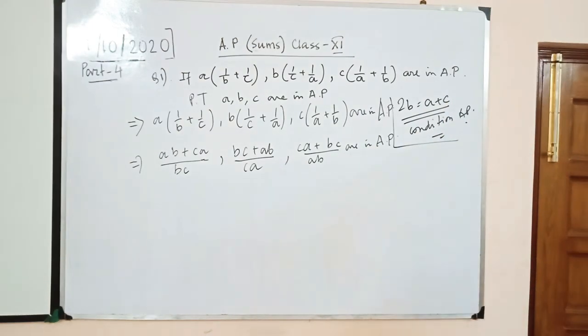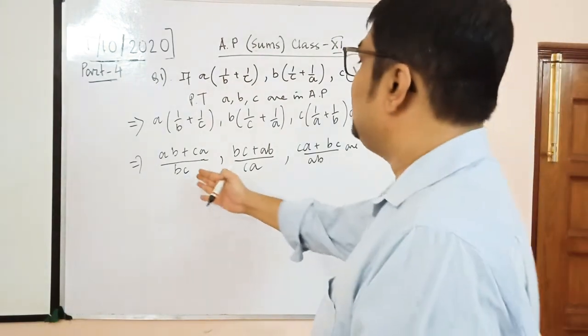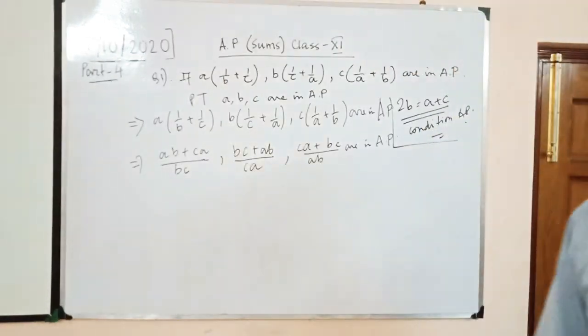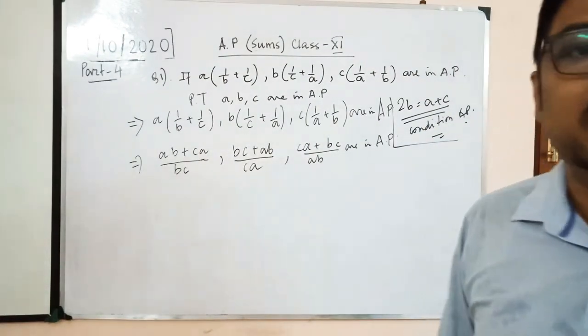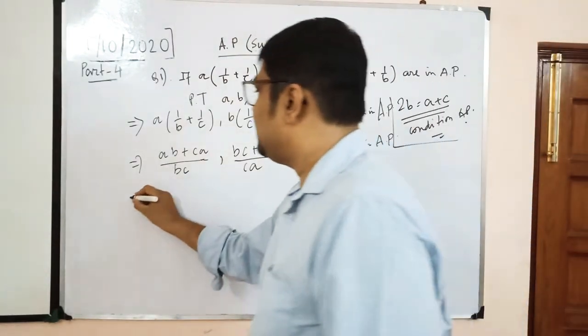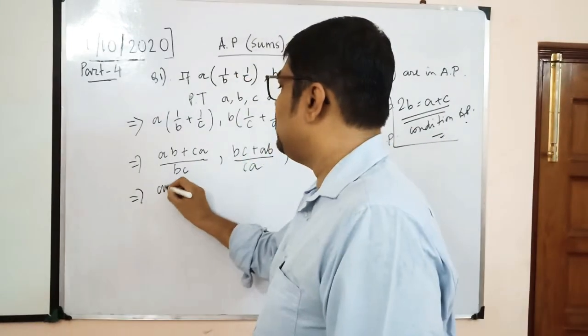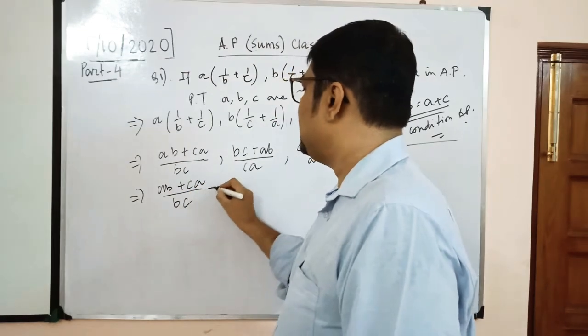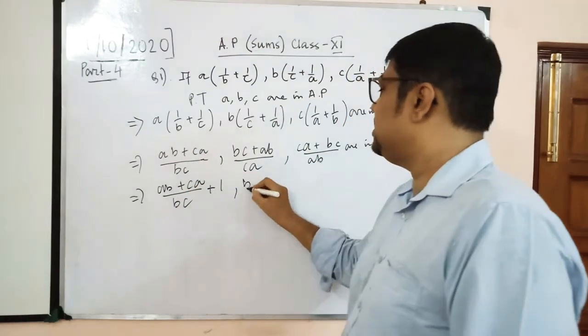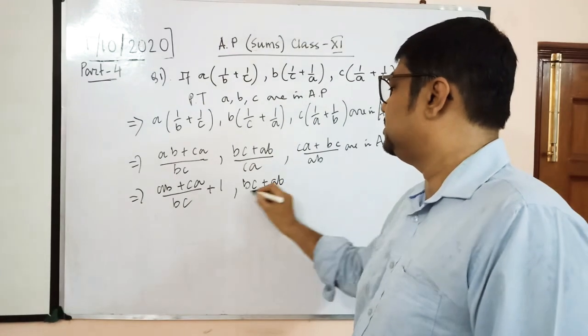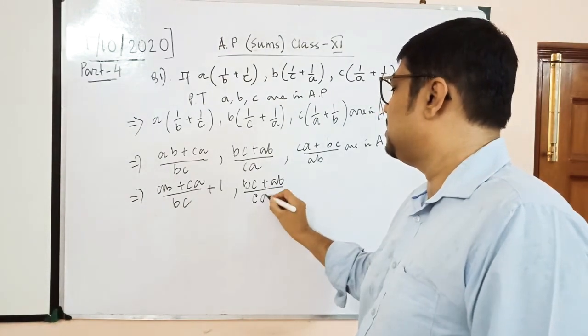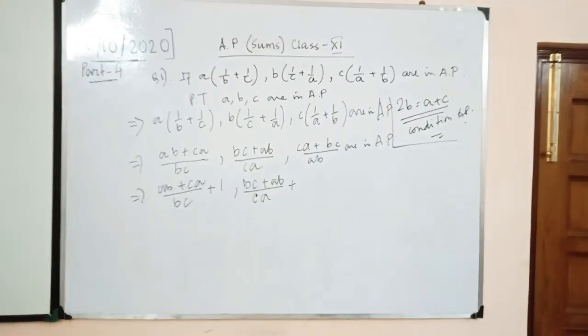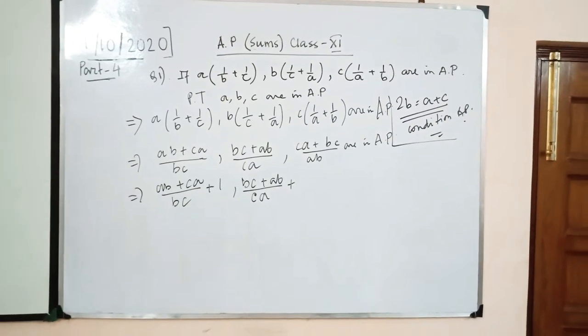Now you know that if the numbers are in AP and we add the same thing to each of these terms, then also the series will remain in AP. So that is the logic over here. So we are adding 1 to each of these terms, and we get something also to be in AP.